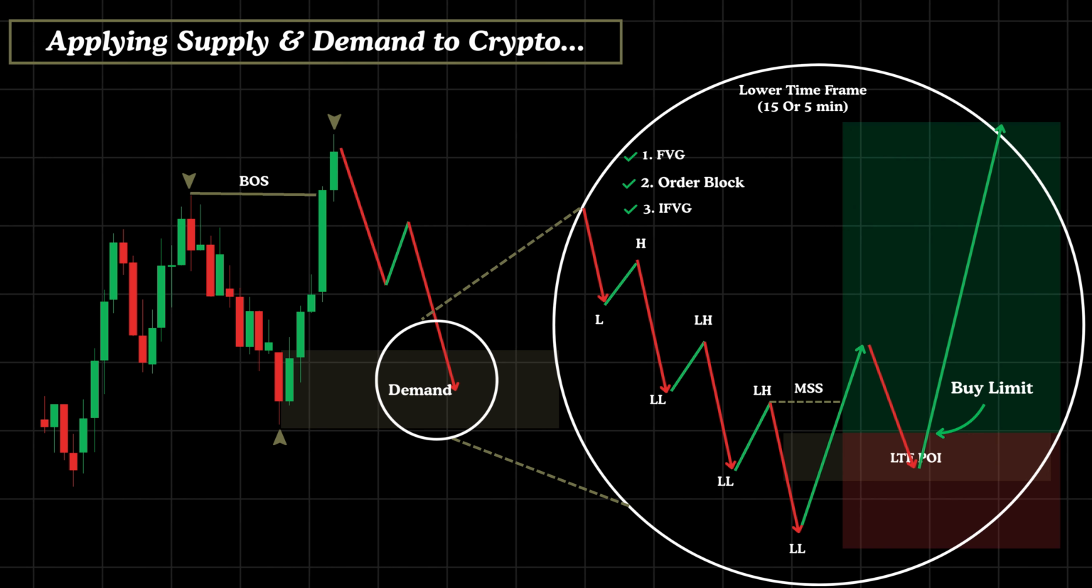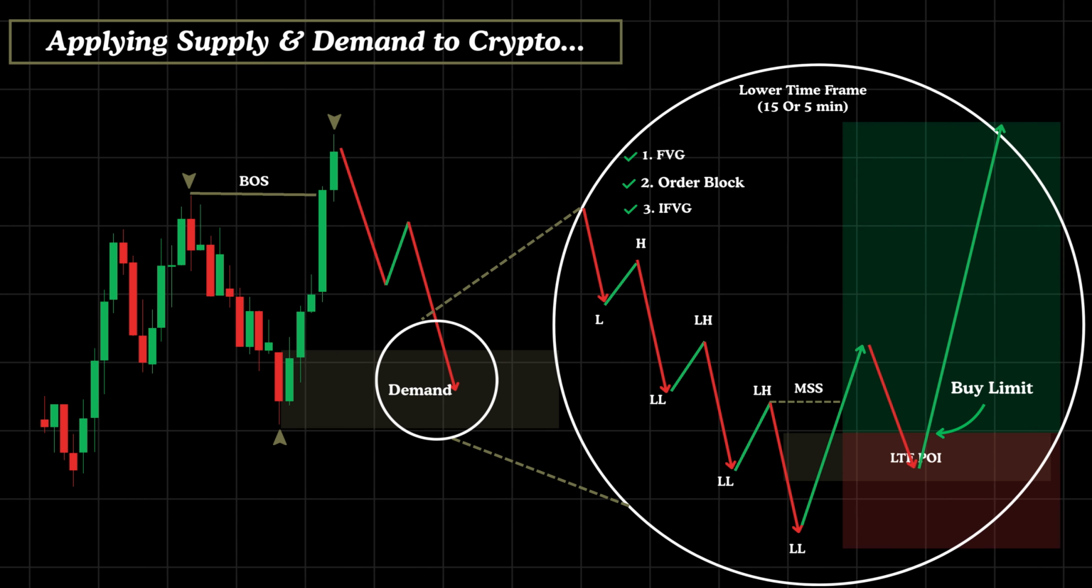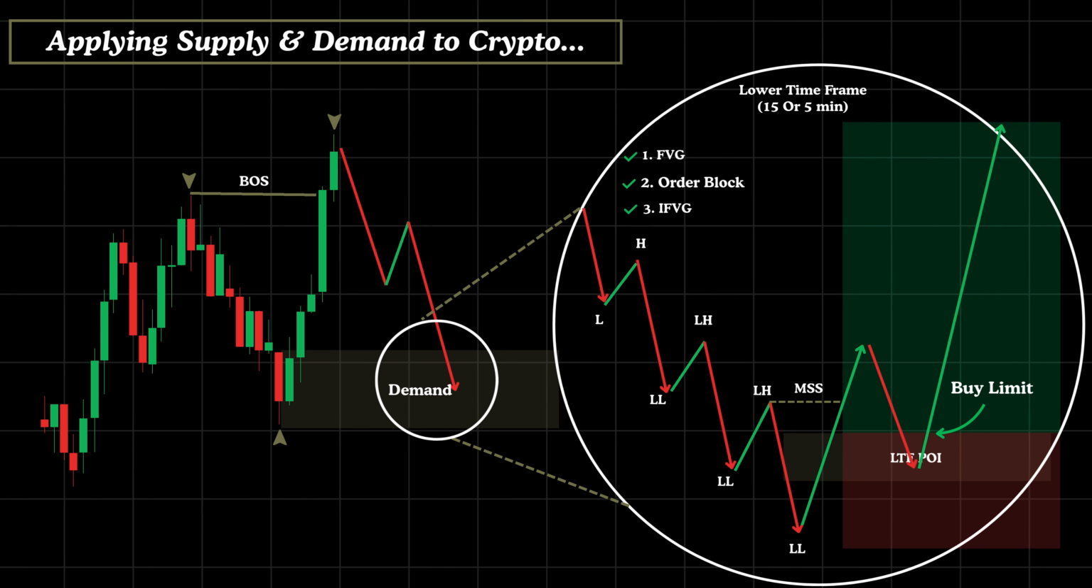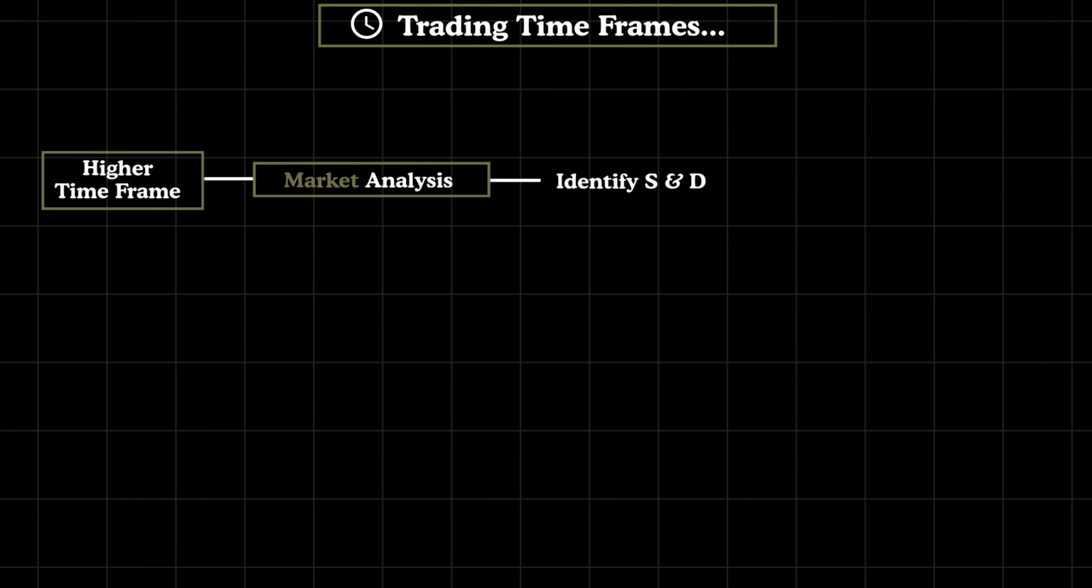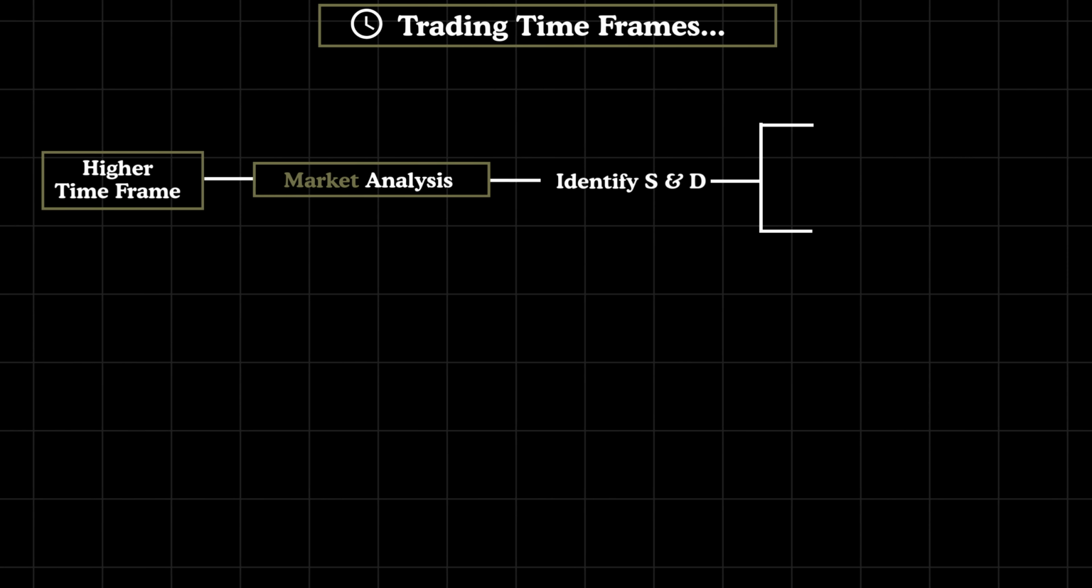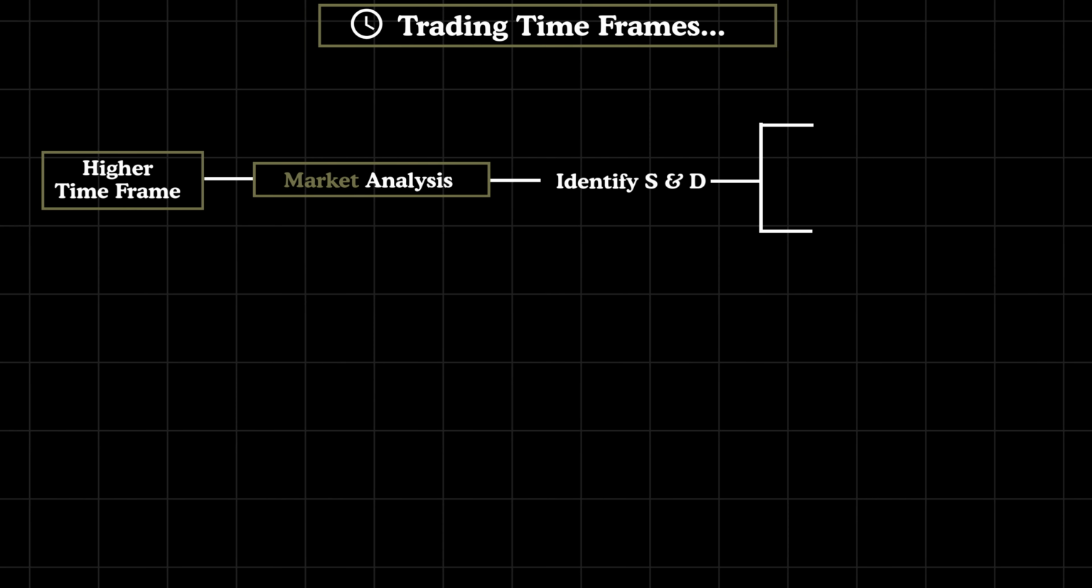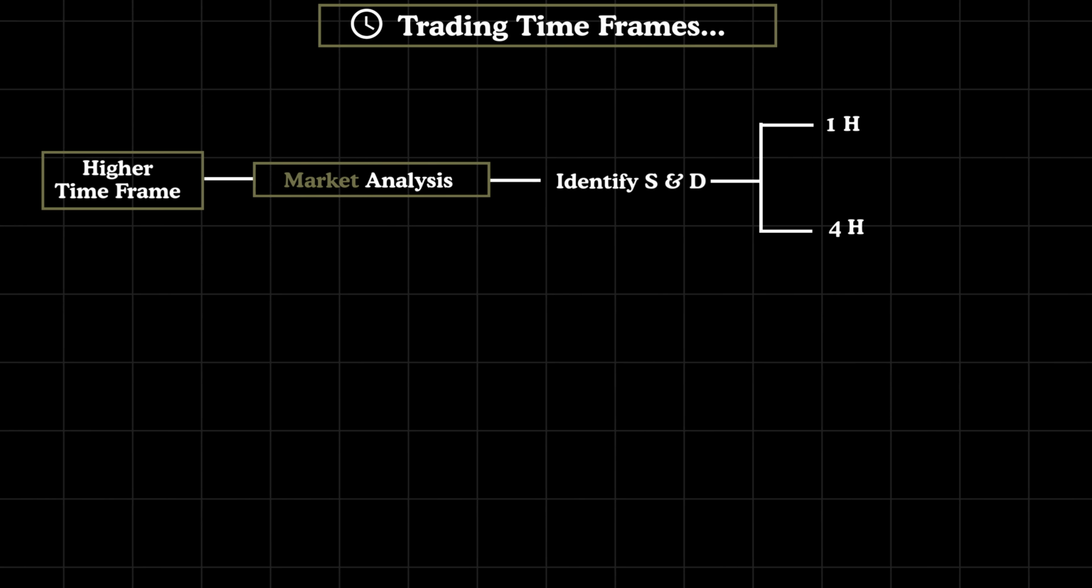Either target the nearest liquidity pool on the current timeframe or aim for higher timeframe key levels if you're trying to capture a bigger move. To apply this trading plan effectively, you need to use multiple time frames in order to capture the highest probability setups. Begin with a higher time frame to study overall market conditions and locate high-quality supply and demand zones, such as the 4-hour or 1-hour charts.